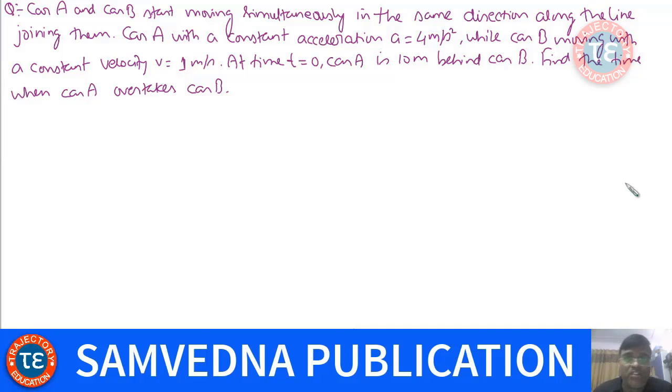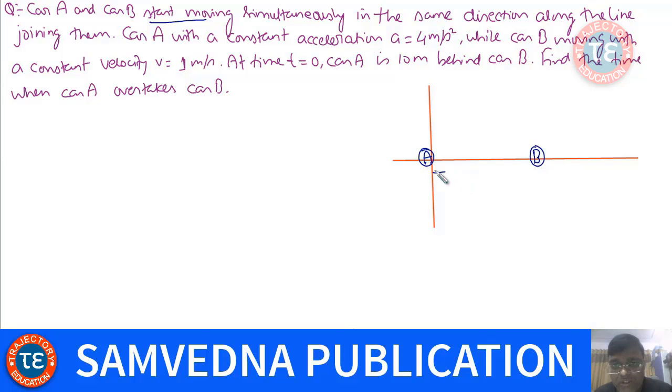Okay. So car A starts with zero velocity, they start from rest. So one has velocity 1 meter per second, the other starts from rest but has an acceleration of 4 meter per second square. Okay, let's take this. Suppose car A lies here at the origin, and say car B is here. This distance is 10 meter.